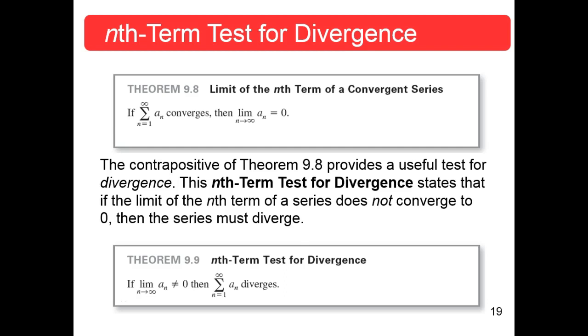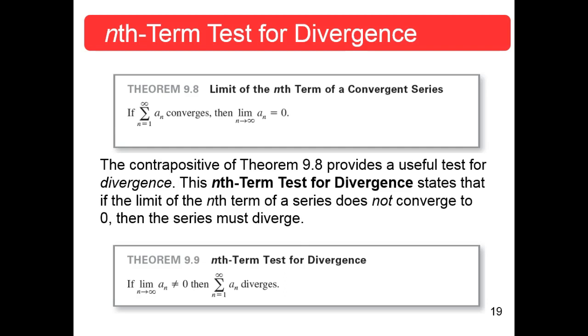It states that if the limit of the nth term of the series does not converge to 0, the series must diverge. If that nth term converges to 0.0000000000000001, that's going to diverge. No way. It has to be identically 0 before it even has a chance to converge. Doesn't guarantee it will converge, but it has to. Anything greater than 0 is not going to work.